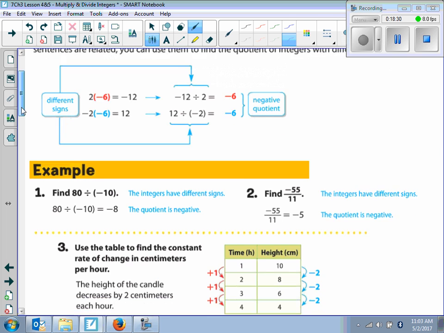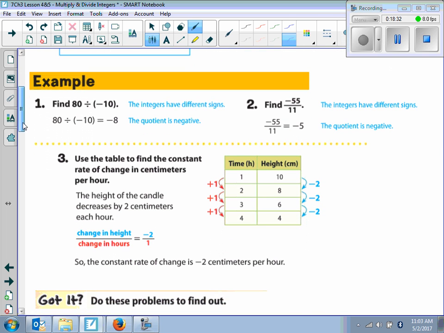So here, when we are dividing different signs, you just divide like normal, and your answer is going to be negative. Negative 55 divided by 11. You just divide like normal, and your answer is going to be negative.